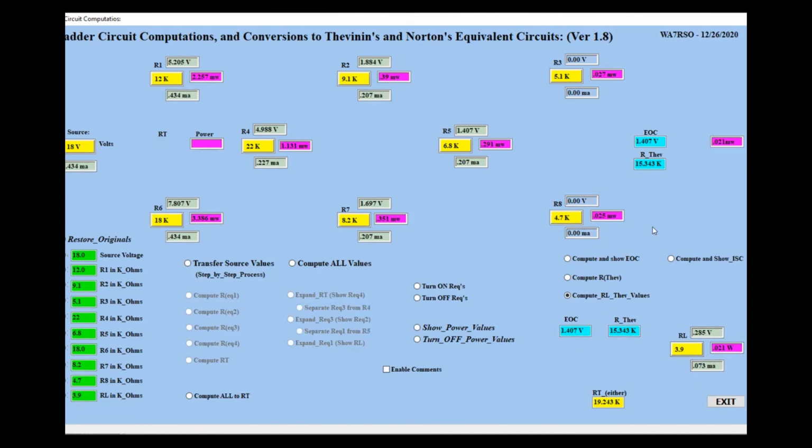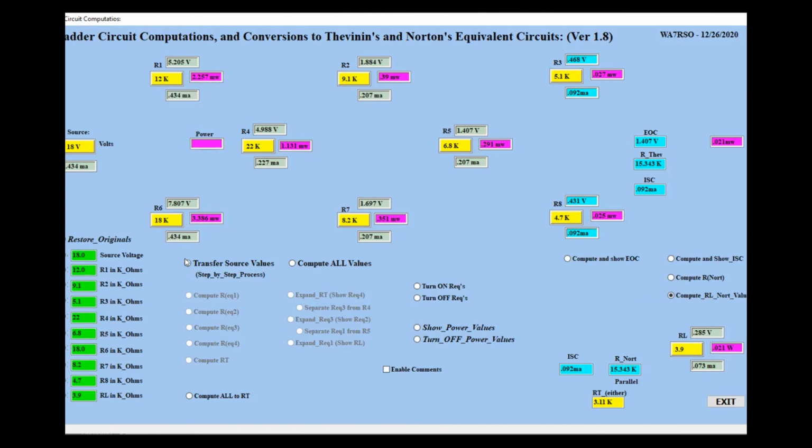And what about the Norton's, which is the short circuit current? Well, I can come over here and click on that. And now what I have is short circuit current. You'll find that all the collective resistances are the same because you measure them with an ohm meter. And then here is my circuit down here.